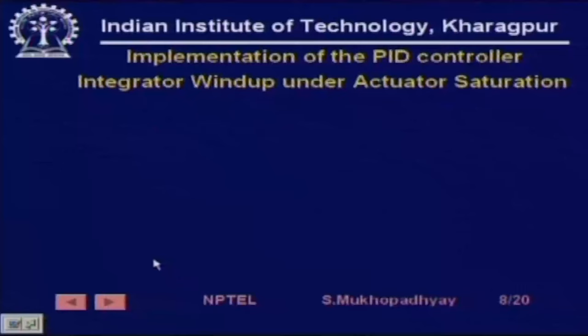Now we come to the implementation of the PID controller, and we are trying to see what problems might occur if you simply implement the terms as proportional plus integral plus derivative. First we look at the integral term in detail and see what happens when there is actuator saturation. Actuator saturation is actually very common, in the sense that only in certain cases, the set point keeps on varying.